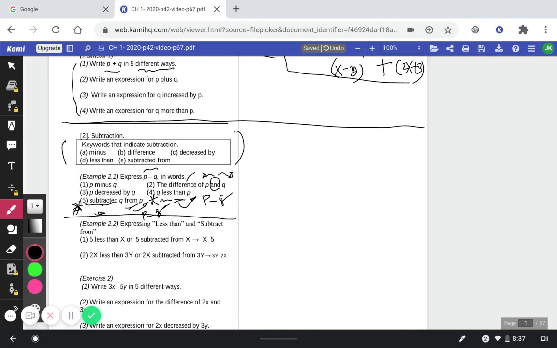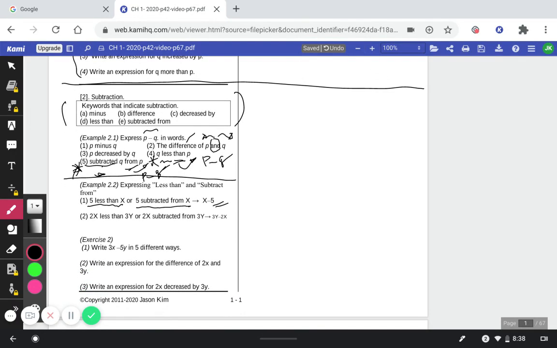So for example, expressing "less than" and "subtract from," since that's the one that many students get wrong. So 5 less than x, how do you write that? That's right, x minus 5. How about 5 subtract from x? How do you write that? That's right, x minus 5.